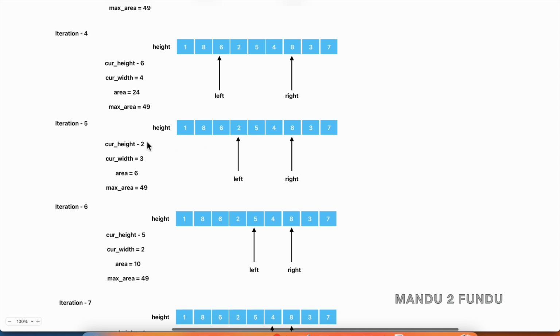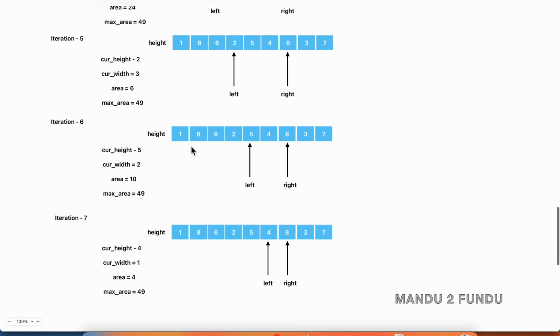So in iteration 5, the current height is 2 and the current width is 3 and the area is 6, which is less than the max area computed so far. So we are not updating the max area. And then we advance the pointer from the lowest height, and now it is pointing to 5. So the lower value is 5 and the width is 2 and the area is 10, which is also less than 49. So we are not updating it.